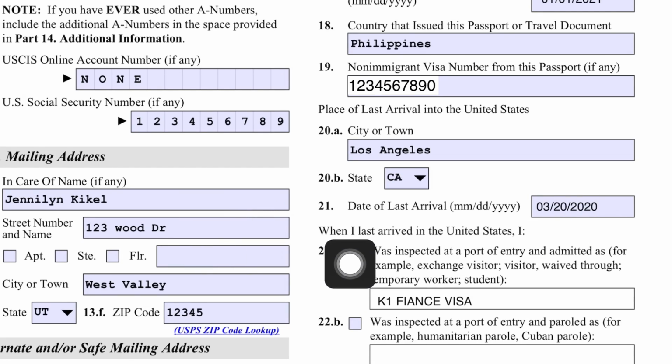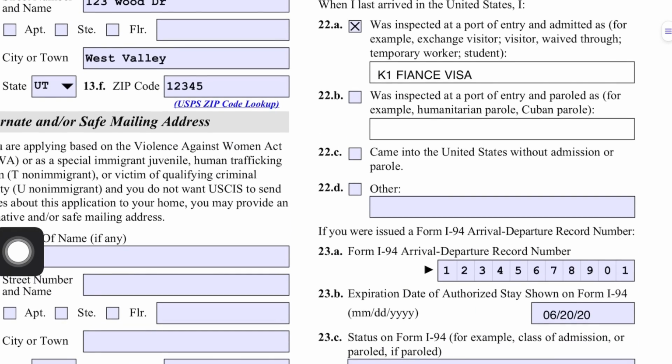So the next one is, when I last arrived in the United States, I was inspected at the port of entry and admitted as, for example, exchange visitor, waived through, temporary worker, student.